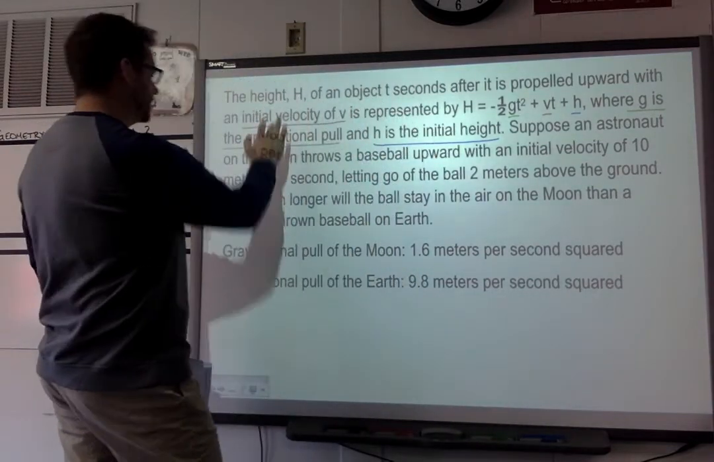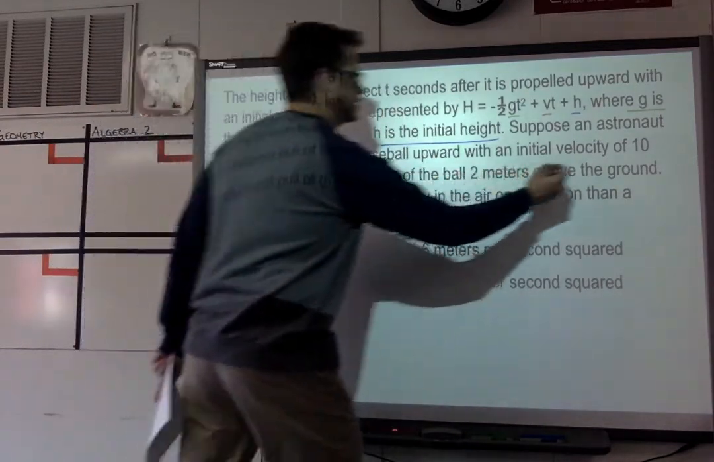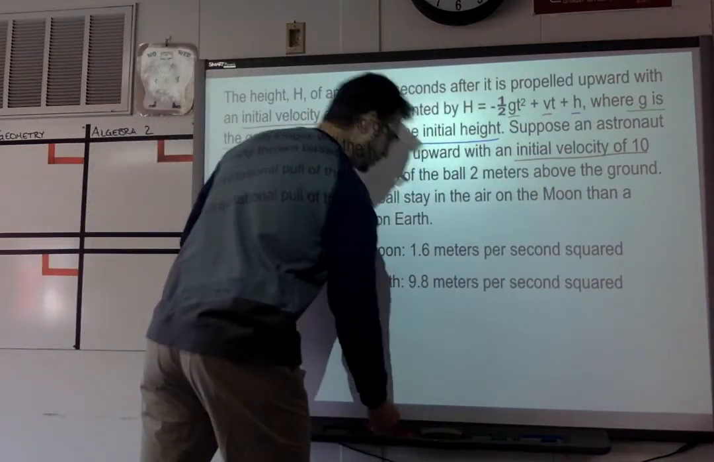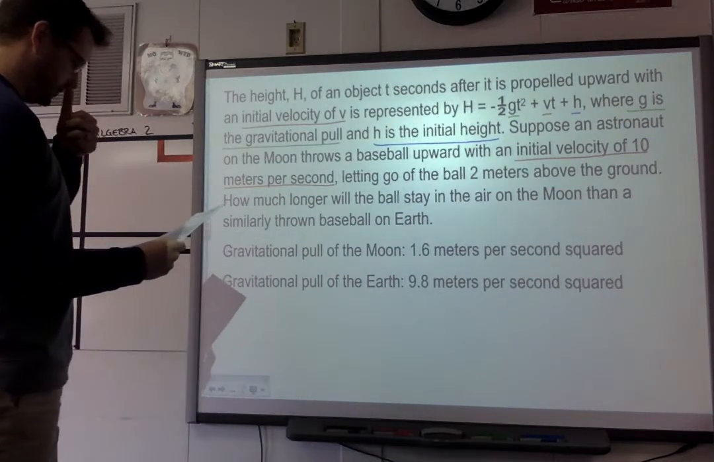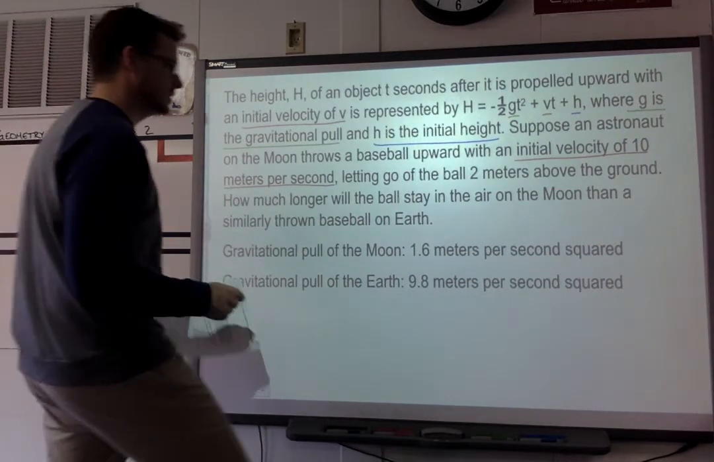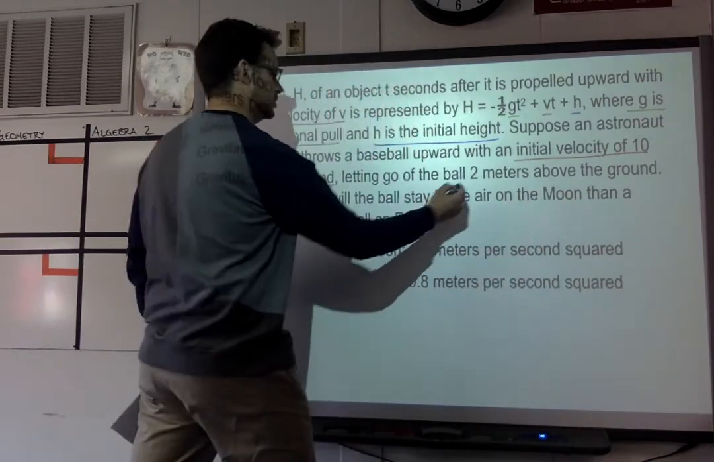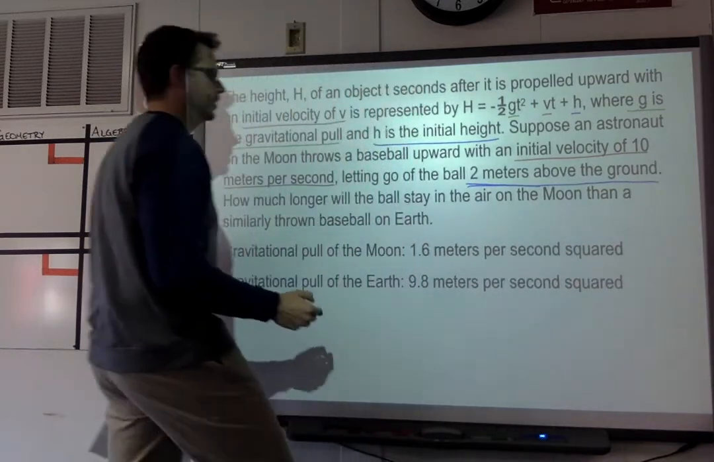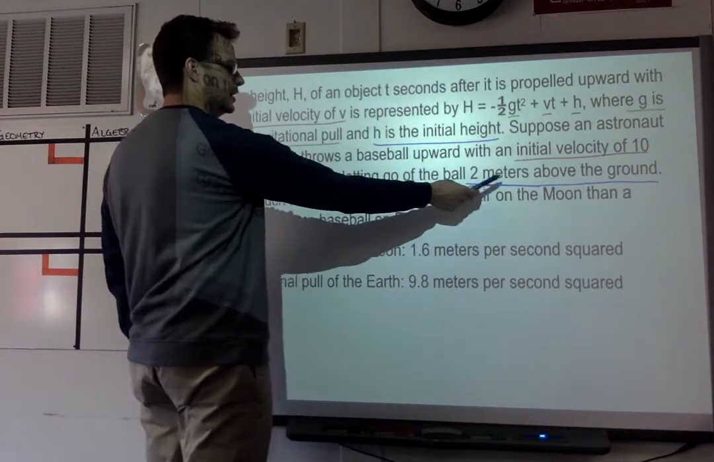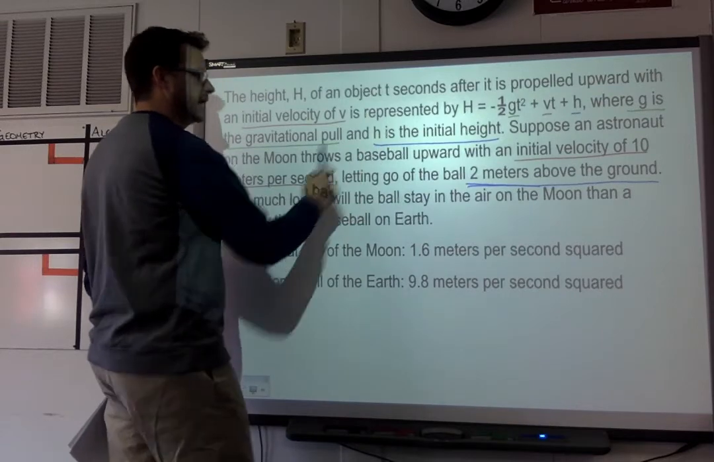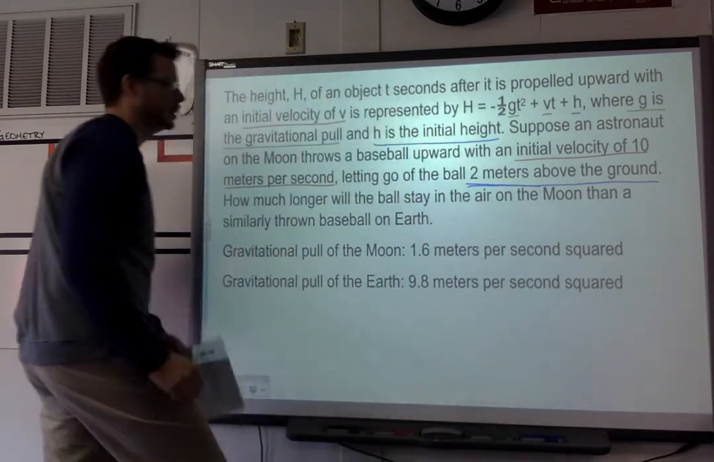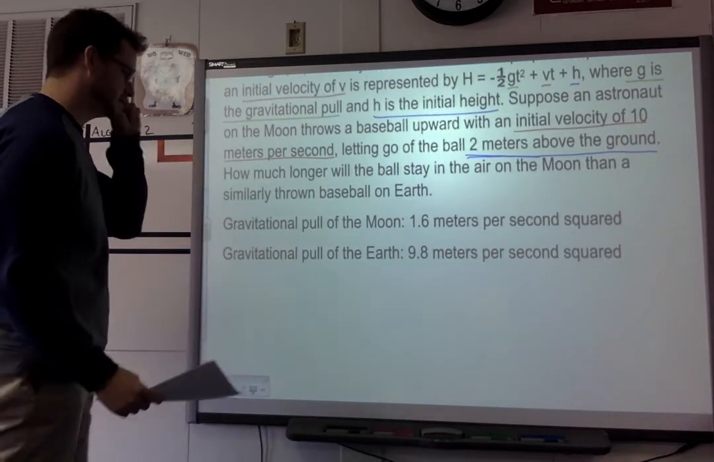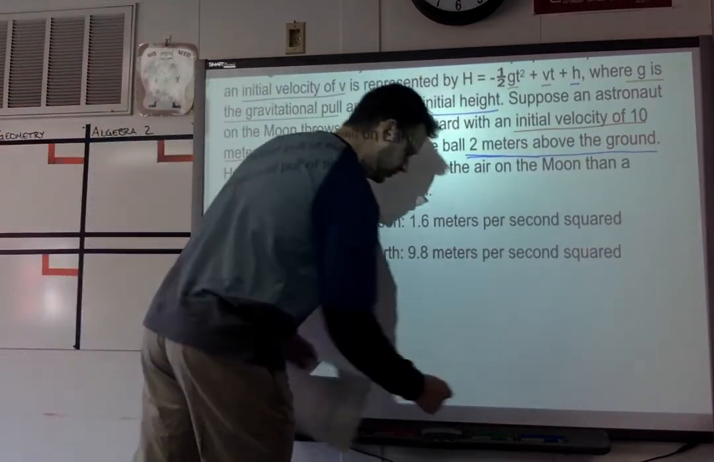Initial velocity, we used red, so it has an initial velocity of 10 meters per second, and then that 2 is the initial height. Letting go of the ball 2 meters above the ground. So using our color coding here, that 2 meters is going to be the initial height of the ball. Then we need to know the gravitational pull in order to solve this. So let's go ahead and solve on the moon first.